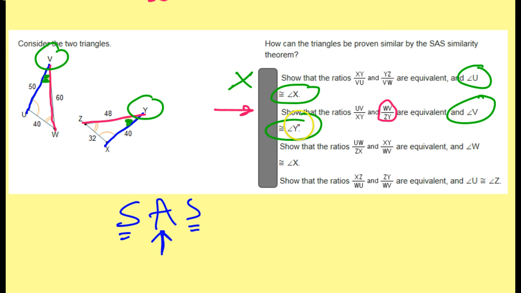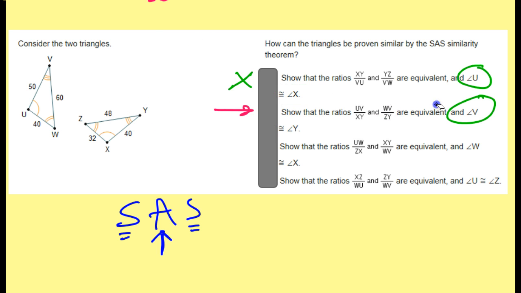Well, unless maybe there's more than one right answer. I better look at the rest just in case. Okay, so looking at the rest just in case. UW is corresponding with ZX. Switching colors now. XY is corresponding with WV.